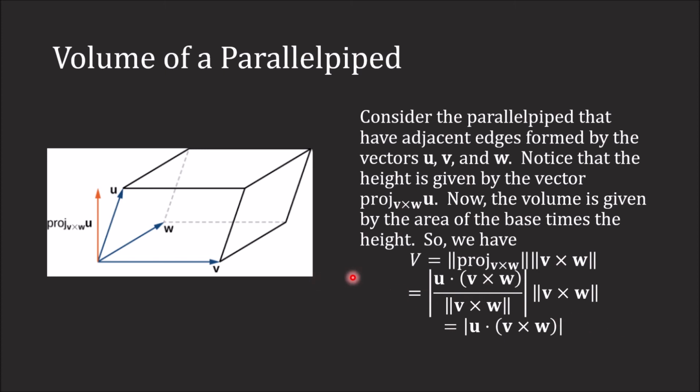So volume would be the norm of the projection of u onto v cross w, times the norm of v cross w. Well, that projection is u dot v cross w over norm of v cross w, in absolute value, times the norm of v cross w. Well, norms are always positive, so these two wind up canceling each other out, and we're left with the absolute value of u dotted with v cross w.